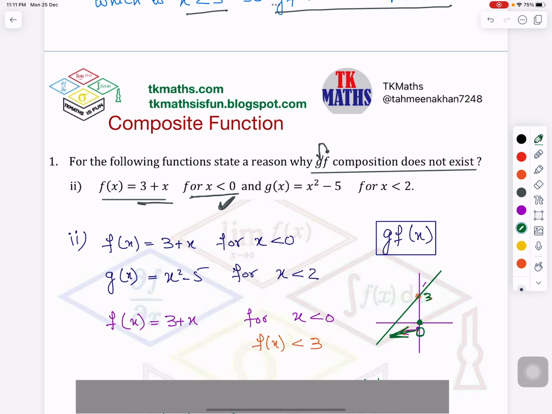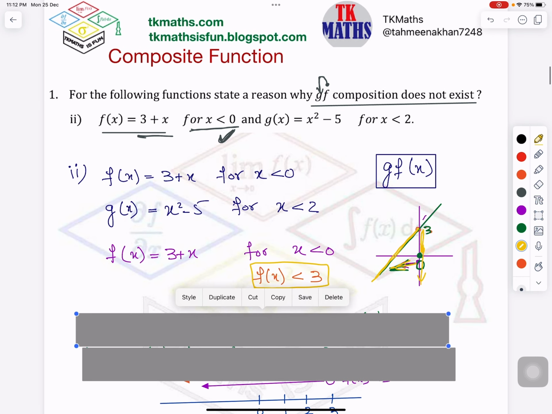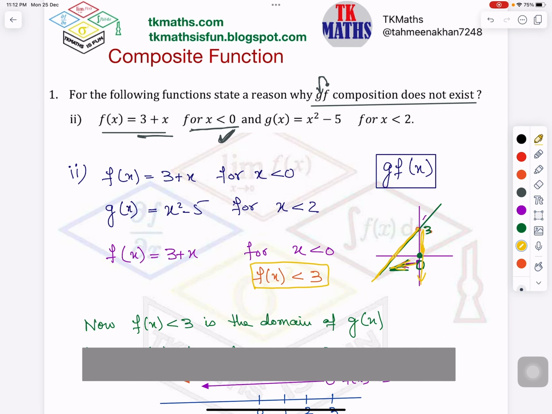It means the values of y on this part of the graph, why this part? Because x is less than 0, are all the values of y which are less than 3, as it will go down. So the range of f of x will become the domain of g. Now you check. The domain given to you in the question is this, and you are getting this.